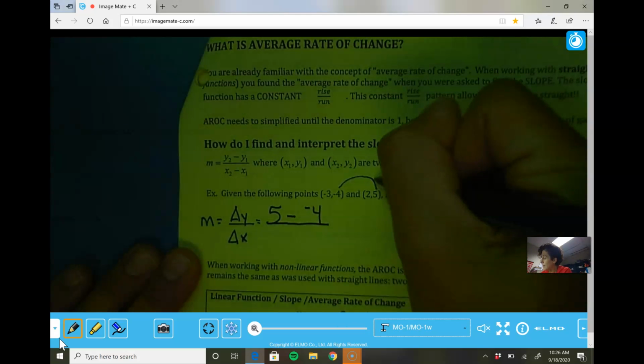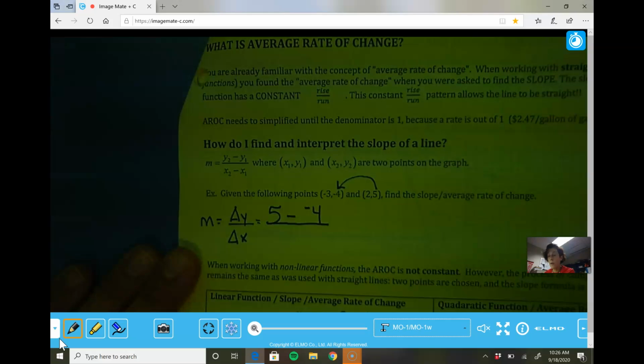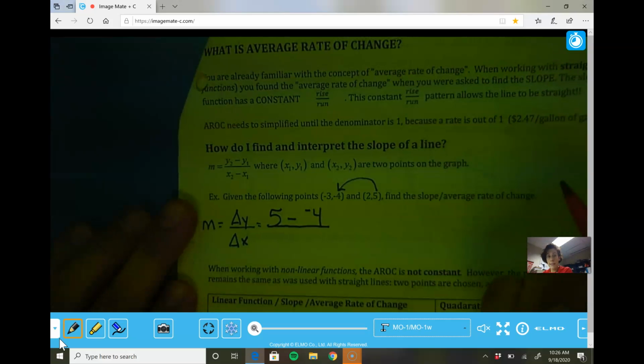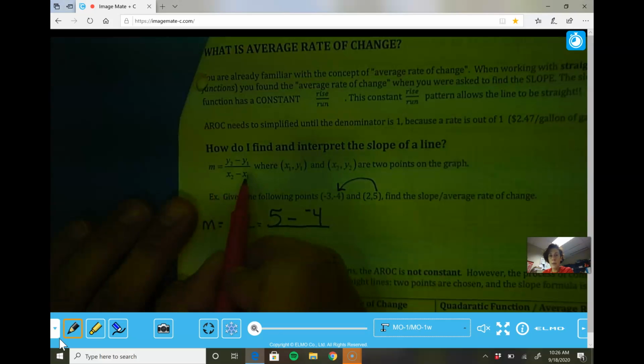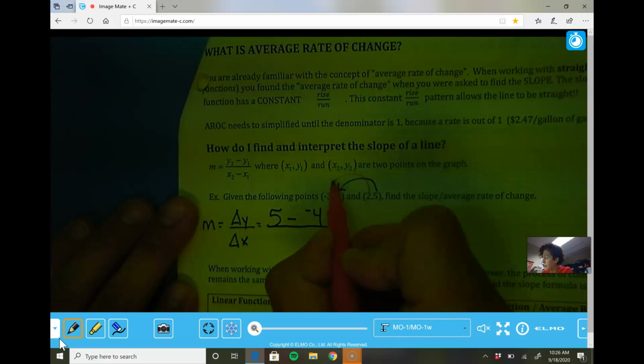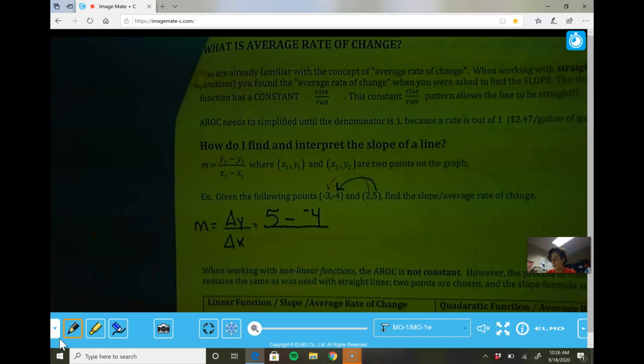Now, since I'm subtracting 5 minus -4, when I subtract my x's and put them in the denominator, I have to follow that same format, and that's why they have the little 2 and the 1. And make sure that you take 2 and subtract -3.